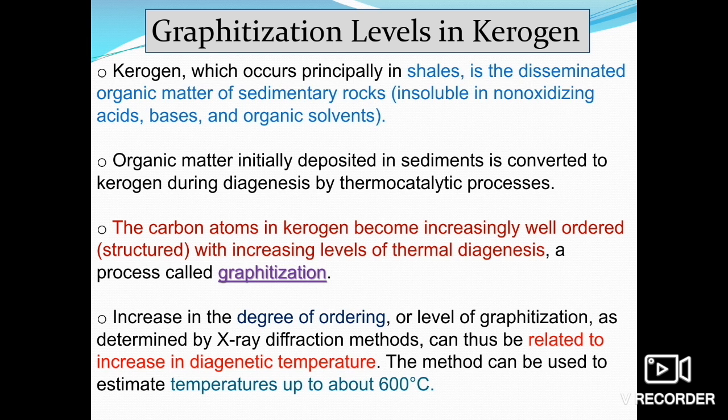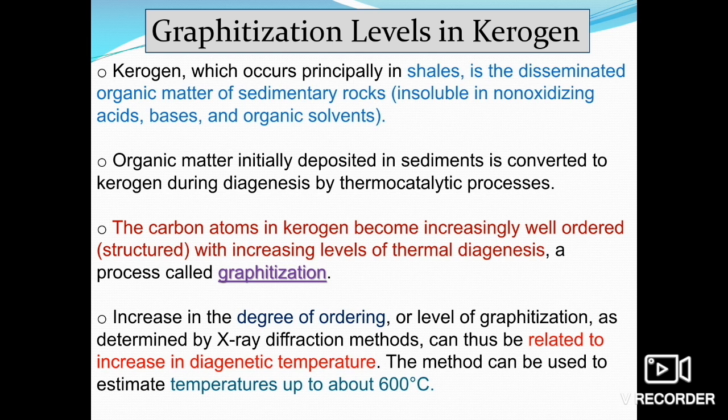The next tool is the graphitization level in kerogen. Kerogen, which occurs principally in shales, is the disseminated organic matter of sedimentary rocks, which is insoluble in non-oxidizing acids, bases and organic solvents.